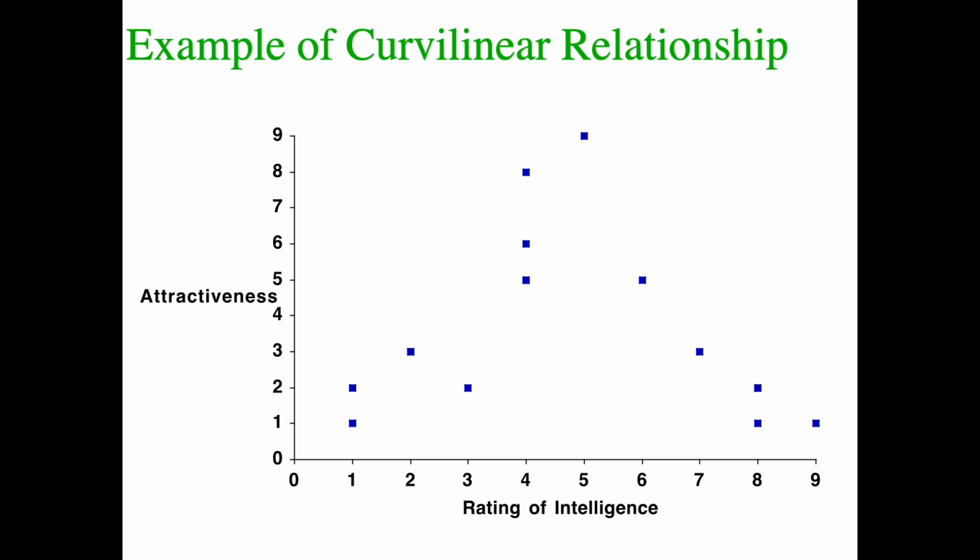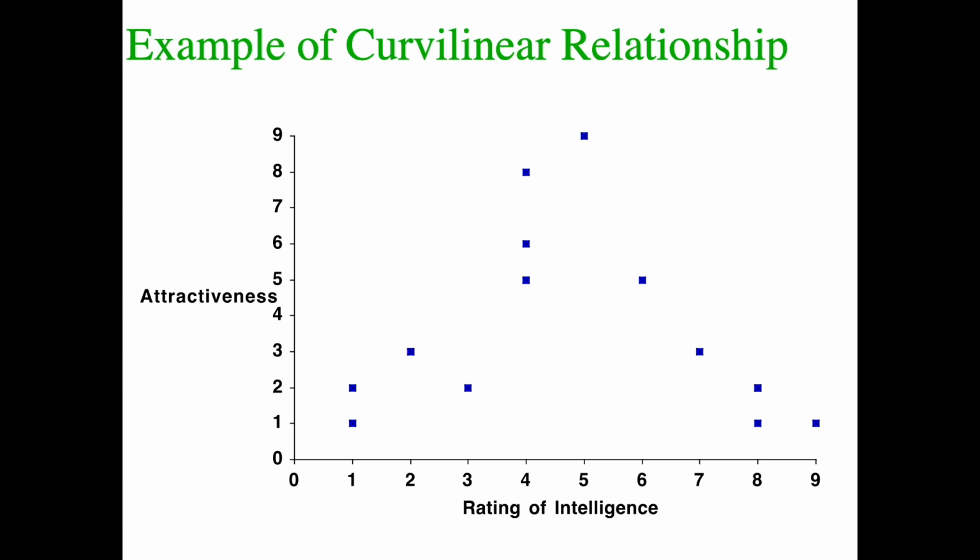And so people who tend to see this person in the picture as being low in intelligence also seem to be finding this person not very attractive. People who are very high in ratings of intelligence also don't think the person is very attractive. But the people who rate this person as being in the middle range of intelligence also seem to think the person is very attractive. So you can imagine an upside down U. That's the curvilinear relationship here.